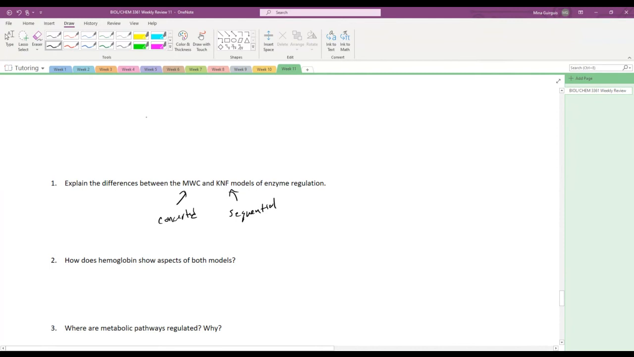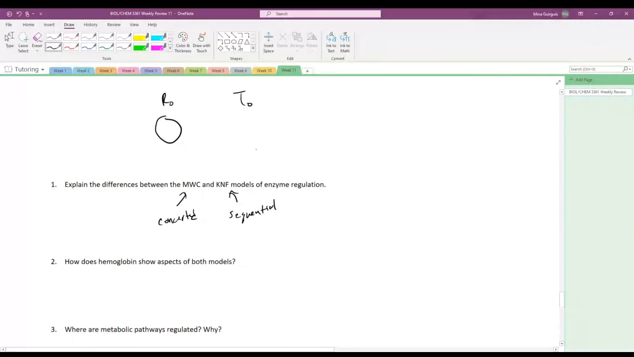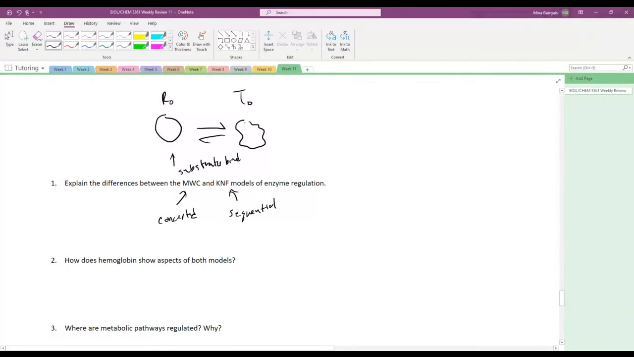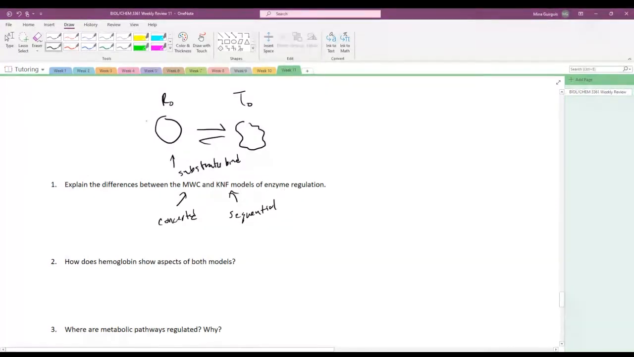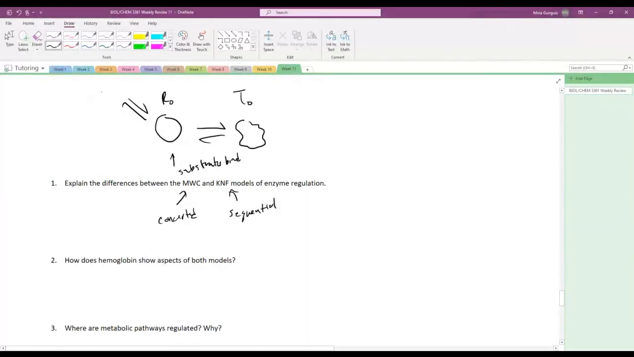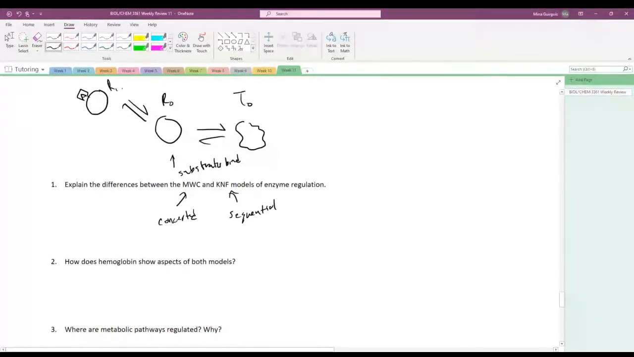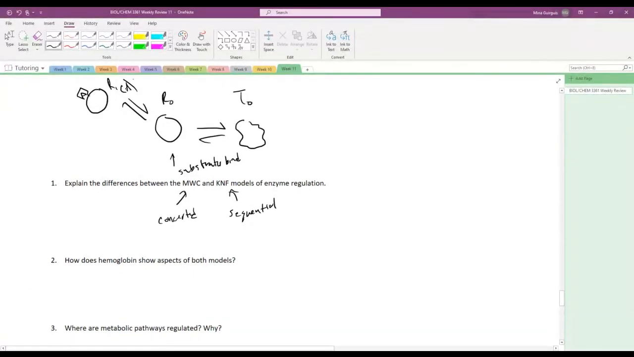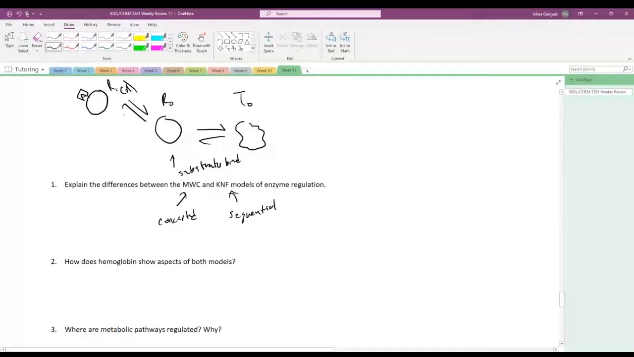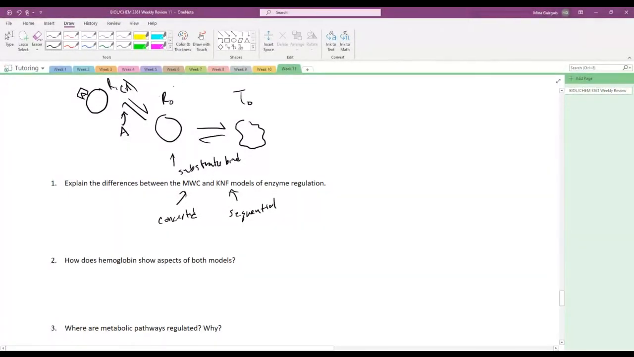The MWC has a relaxed form, R0, and a tense form, T0, and they're in equilibrium with each other. The relaxed form is the one substrates bind to. The tense form can't bind to substrate. So activators bind to the relaxed form, R0, plus an activator, which we'll label A, and form what's called R1 with an A. So R1 now has more activator bound, and per Le Chatelier's principle, since R0 is going down, the tense form compensates.